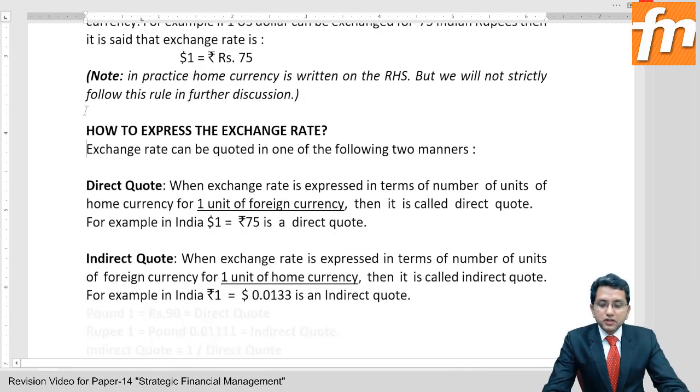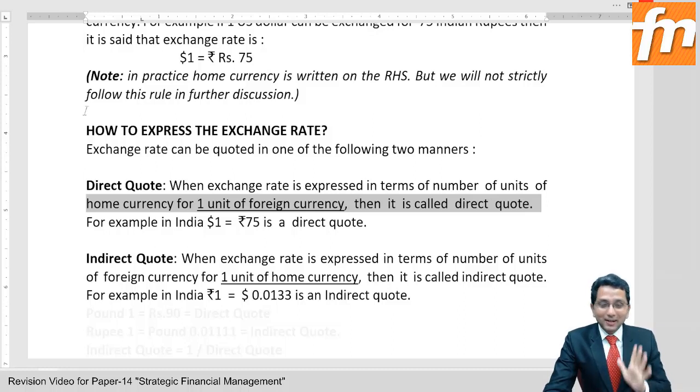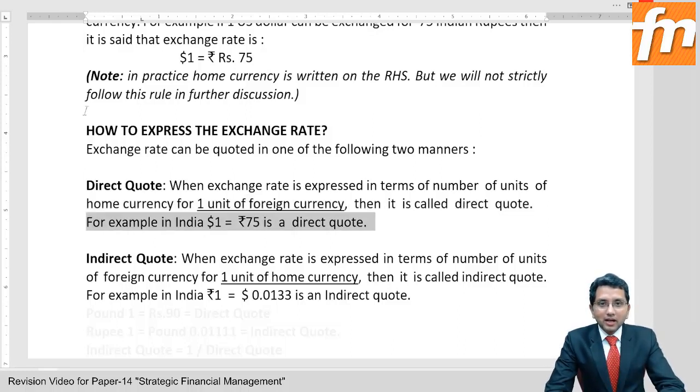Now, how do I express an exchange rate? There are two ways to express an exchange rate. Number one is the direct quote, and number two is the indirect quote. What is direct quote? When the exchange rate is expressed in terms of number of units of home currency for 1 unit of foreign currency, it is the direct quote. Keep in mind, if it is 1 unit of foreign currency, then this is the direct quote. Now, we live in India, our home currency is Indian rupees. If an exchange rate is expressed like this, $1 is equal to rupees 75.